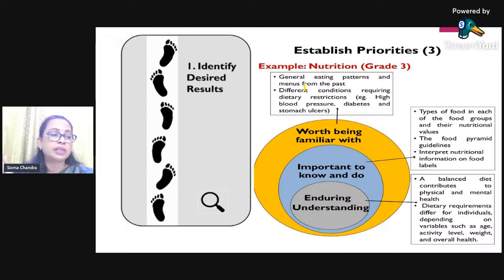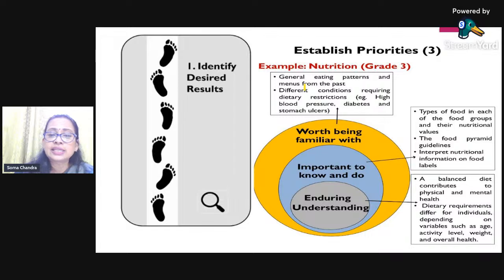And worth being familiar with will be general eating patterns, menus, the past, different conditions, how food habits change. In hilly areas, we eat different kinds of food. We eat a lot of salt. Dietary restrictions for high blood pressure, low blood pressure, diabetes patients. So worth being familiar with. That's really, really important.